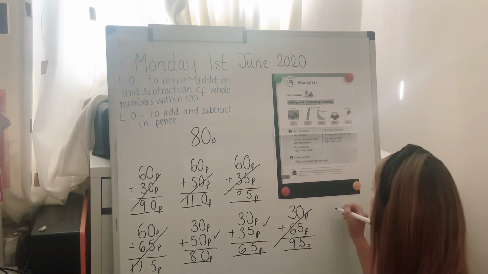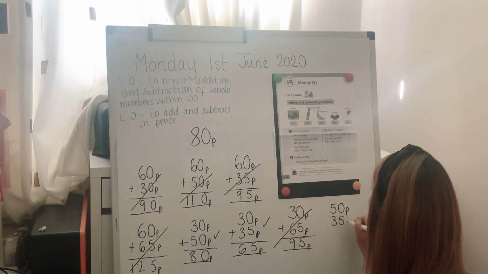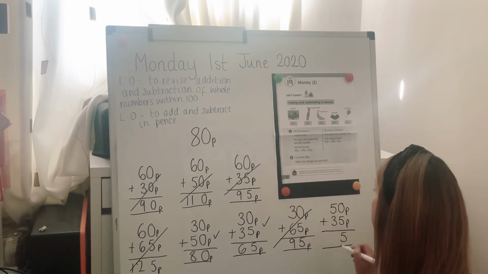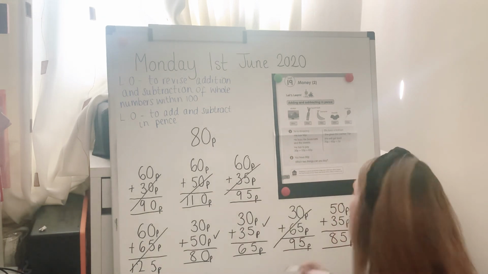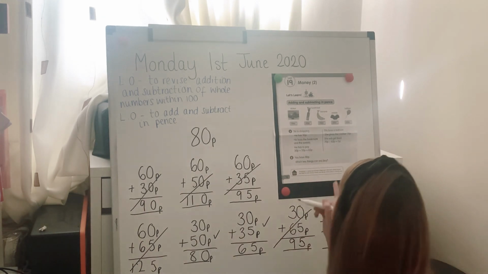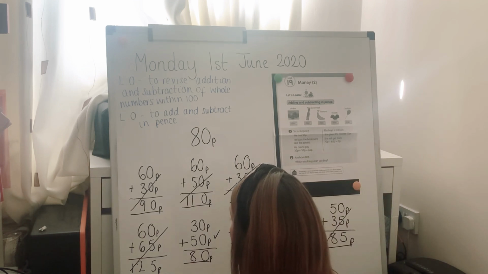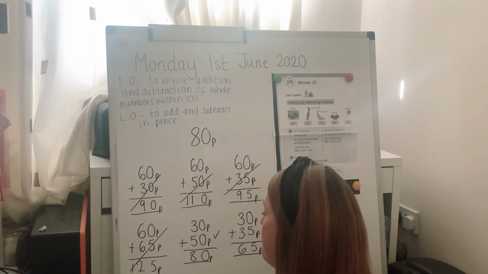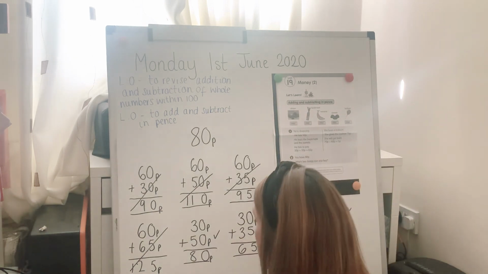What about a banana and some sweets? So 50p for the banana, 35p for the sweets. Let's see if we can buy that. 0 add 5 is 5. 5 add 3 is 8. Just not got enough money. 85p, I can't do that. Let's try a banana and a balloon. So 50p, add 65p. Let's try that one. So 0 add 5 is 5. 5 add 6 is 11. 115p. I've not got enough for that.